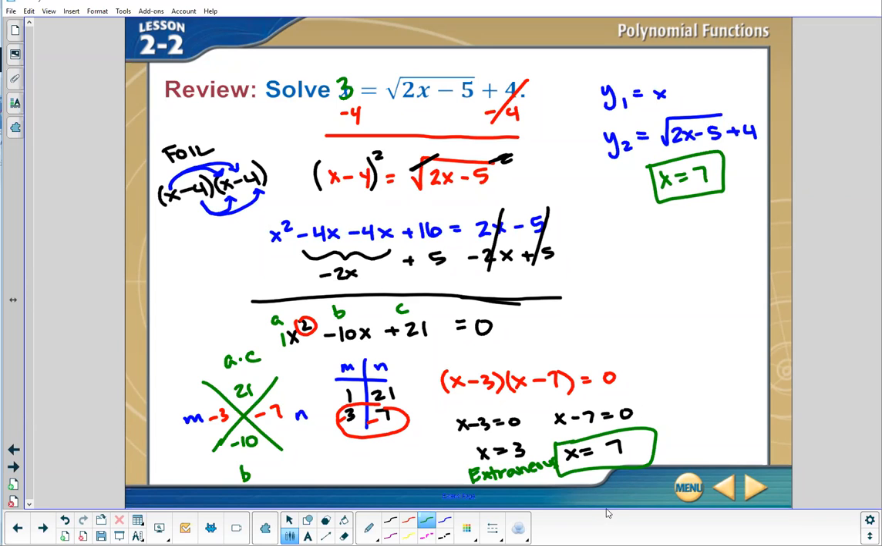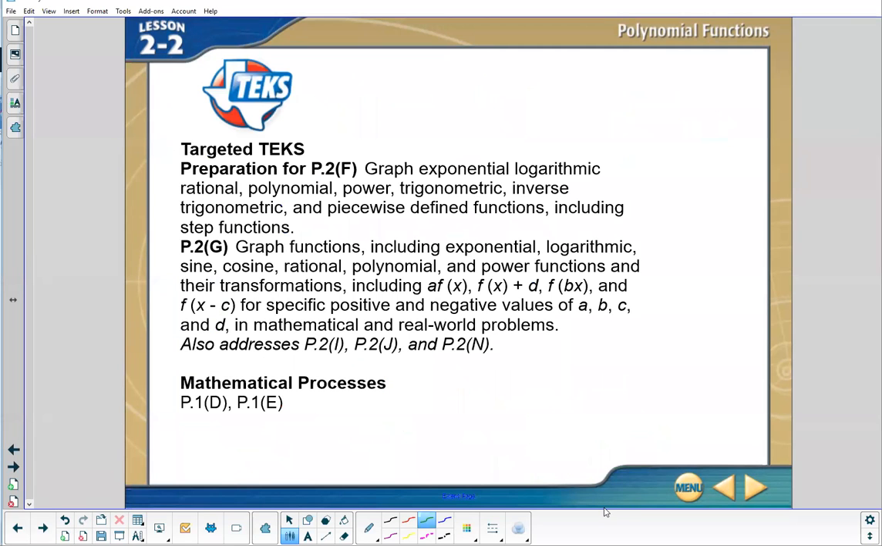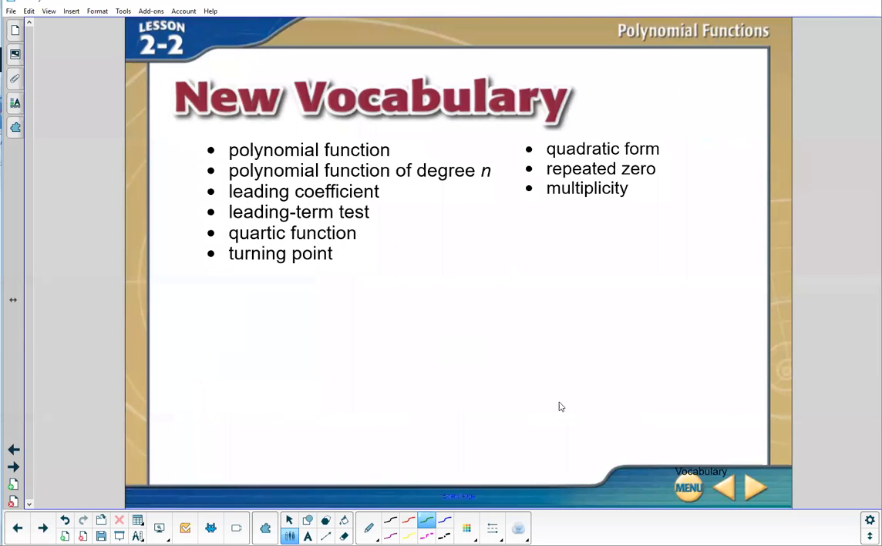Wow, was that an introduction? What are you learning about today? Lesson 2.2. In 2.2, we are going to start talking about polynomial functions. So that's where we're going to begin now.